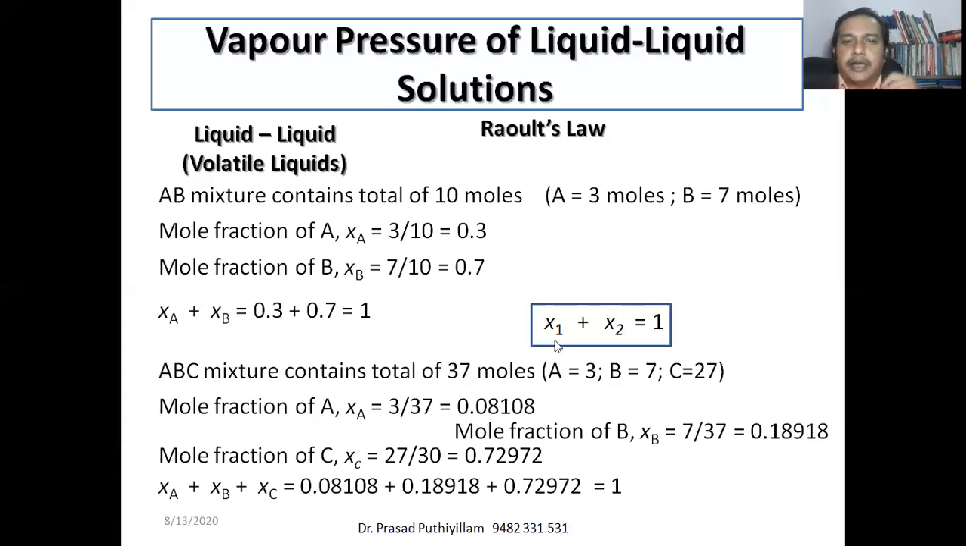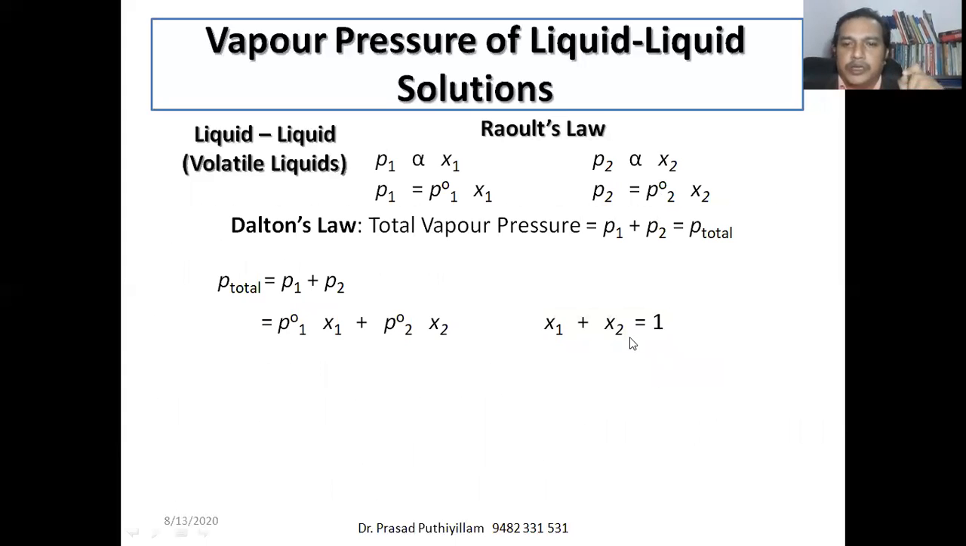Therefore, it is clear that x1 plus x2 is equal to 1, or we can say x1 is equal to 1 minus x2. So here, this value of x1 we are going to substitute. Therefore, it becomes P01 multiplied by (1 minus x2) plus P02 x2.